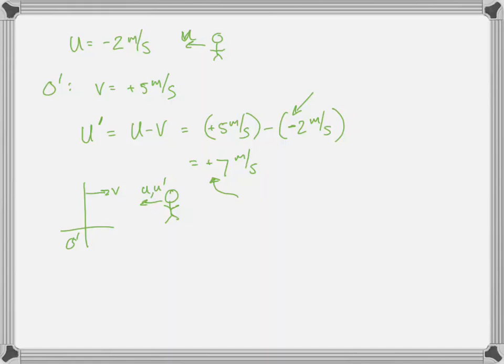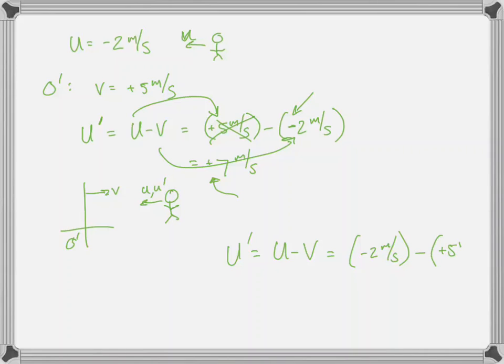What I did wrong is that u is not 5 meters per second, and v is not minus 2 meters per second. I just switched my two velocities. Super easy to do. u prime equals u minus v is correct, but minus 2 meters per second is u, and v is plus 5 meters per second. So Susie's velocity relative to Frank is now minus 7 meters per second. That makes sense. We have to pay attention to direction and make sure that comes out right. She's moving in the negative x direction relative to the moving frame of reference.